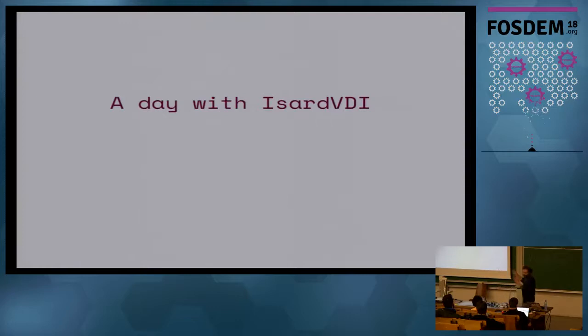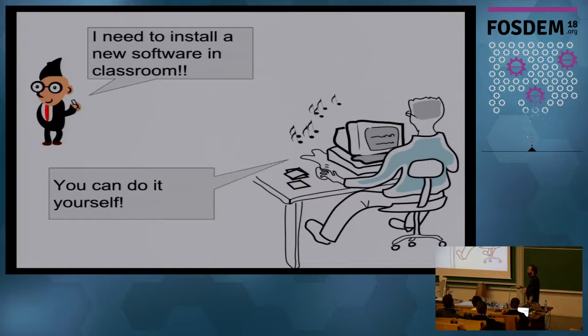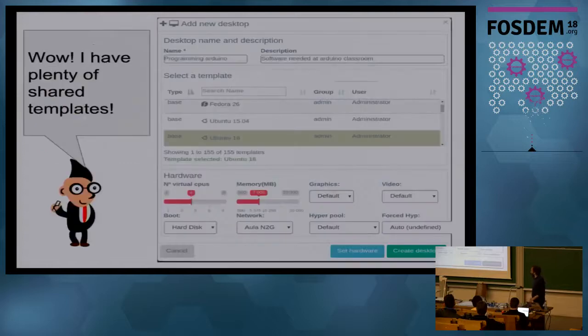So we will start with an example that maybe will explain the typical use case. The teacher usually comes with new software, for example for an arm robot they have just bought, and they need to install it, test it, and then deploy it to 60 computers in two rooms.